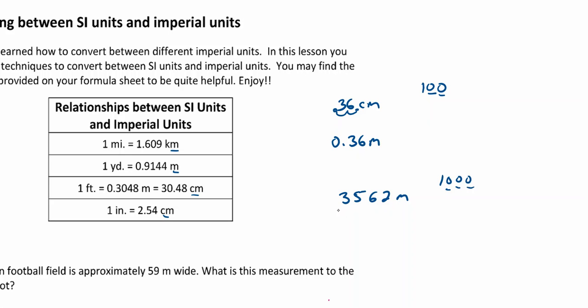Really what we're doing is dividing by 1,000, but that would be the same thing as taking this decimal place that is on the end and moving it 1, 2, 3 times. So that would be 3.562 kilometers, okay? You will be expected to do that as well, move the decimal place back and forth to convert within the metric system.